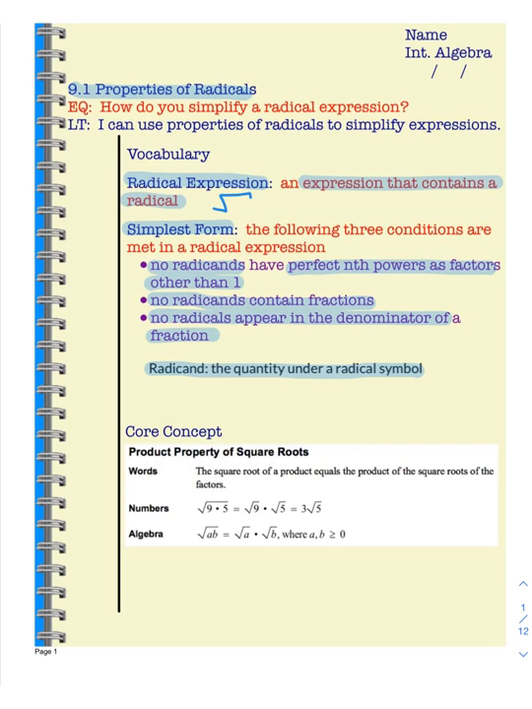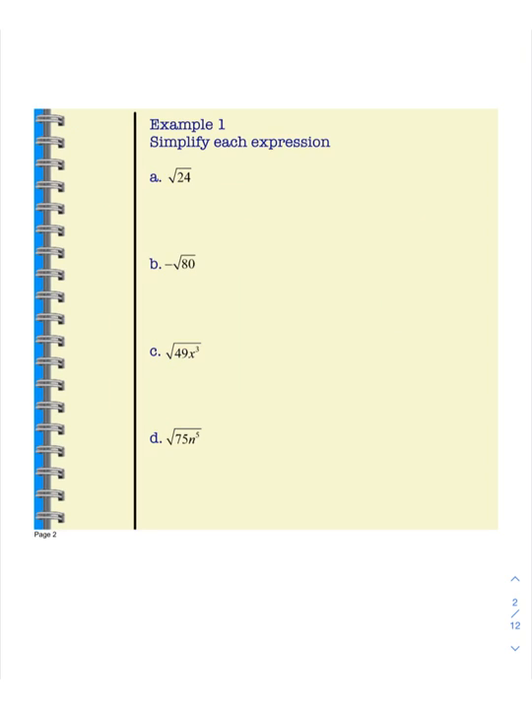All right, so the core concept for today is that if you have the square root of two numbers multiplying by each other, the square root of a times b, it's equal to the square root of a times the square root of b, if a and b are both greater than or equal to 0. So they showed that with numbers. The square root of 9 times 5 is equal to the square root of 9 times the square root of 5, which is helpful to us because we know that 3 is the square root of 9.